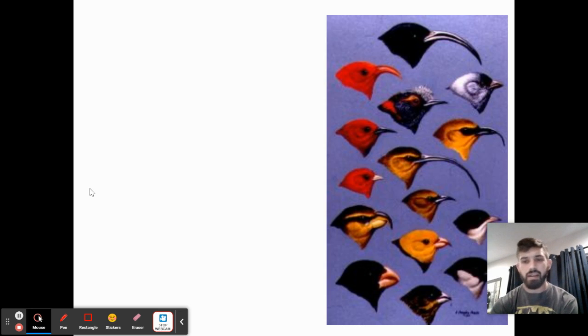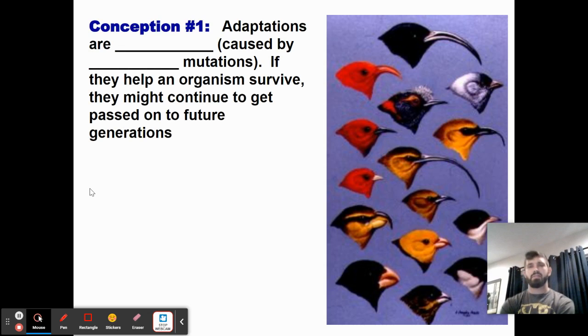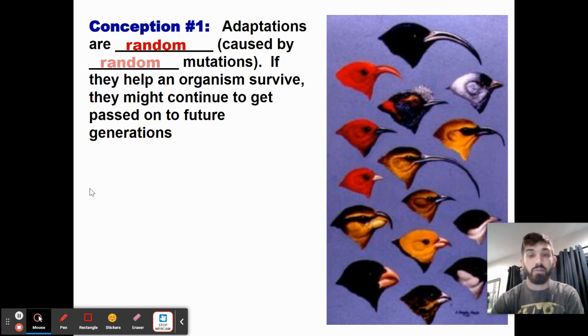Mutations are going to cause many differences between species, like all these birds on the right. Adaptations are random, caused by random mutations. These mutations are on accident. If you get a random mutation and it helps you survive, then it might pass on to the next generation. A new baby organism might get a mutation that sucks and it's not going to help them, and they're not going to pass on that gene because they don't survive.